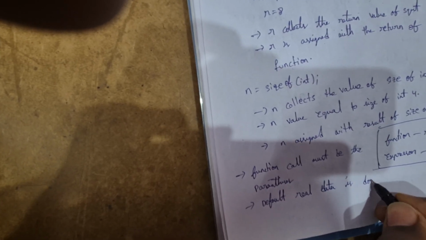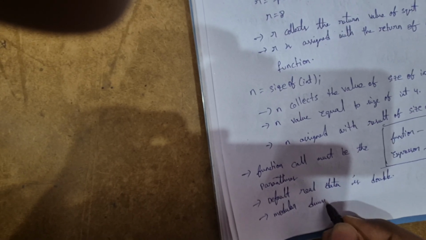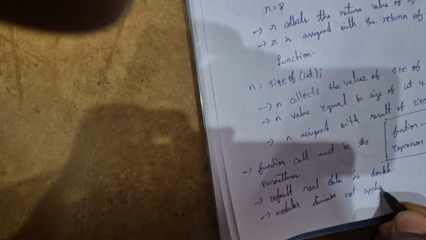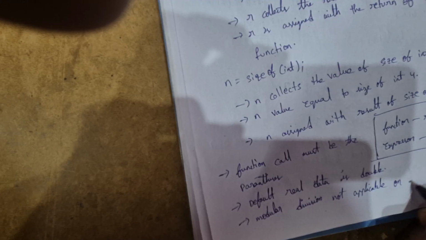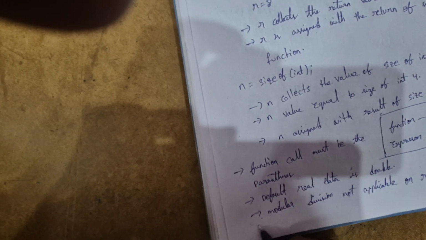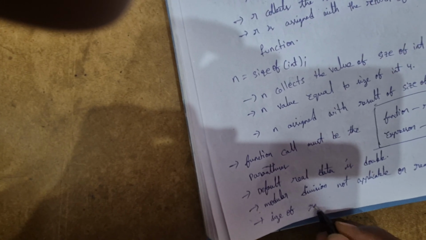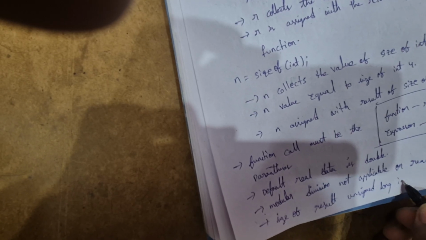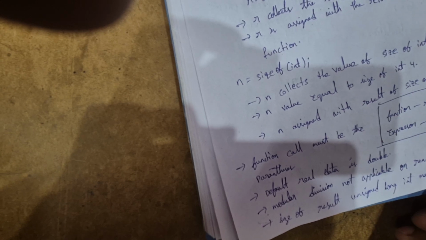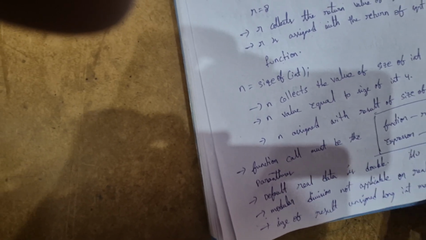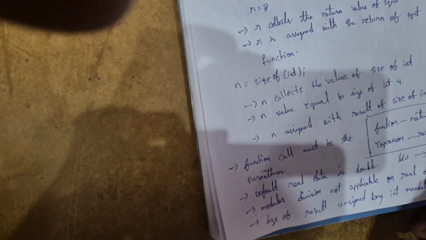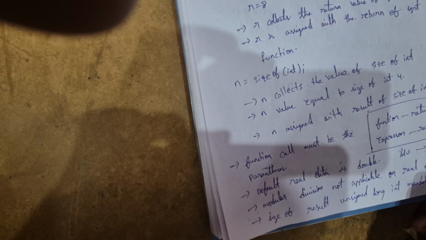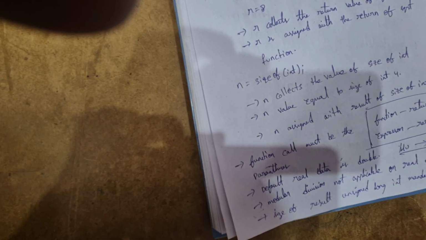Note down: the default is double, and modular division is not applicable on real data. Sizeof result is unsigned long int, mandatory. That's why in data types we use percentage LU in printf for the sizeof keyword. Okay, sizeof result unsigned long int is mandatory.